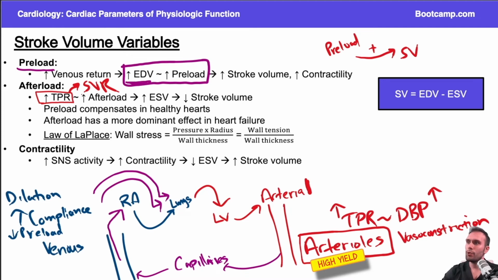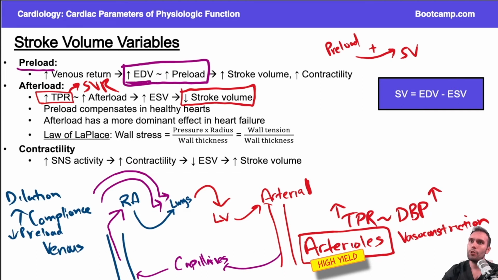So as the afterload, as the TPR goes up, the end systolic volume will be higher. Why is that? Because at the end of systole, I'm going to have more volume because I couldn't get as much volume pumped against this high pressure, right? If the pressure is really high, there's not as much volume that's going to be able to go to that side. It's going to come back or it won't go at all. And so that's going to cause a lower stroke volume because, again, look at the equation. If I have a higher end systolic volume, I'll end up with a lower stroke volume.